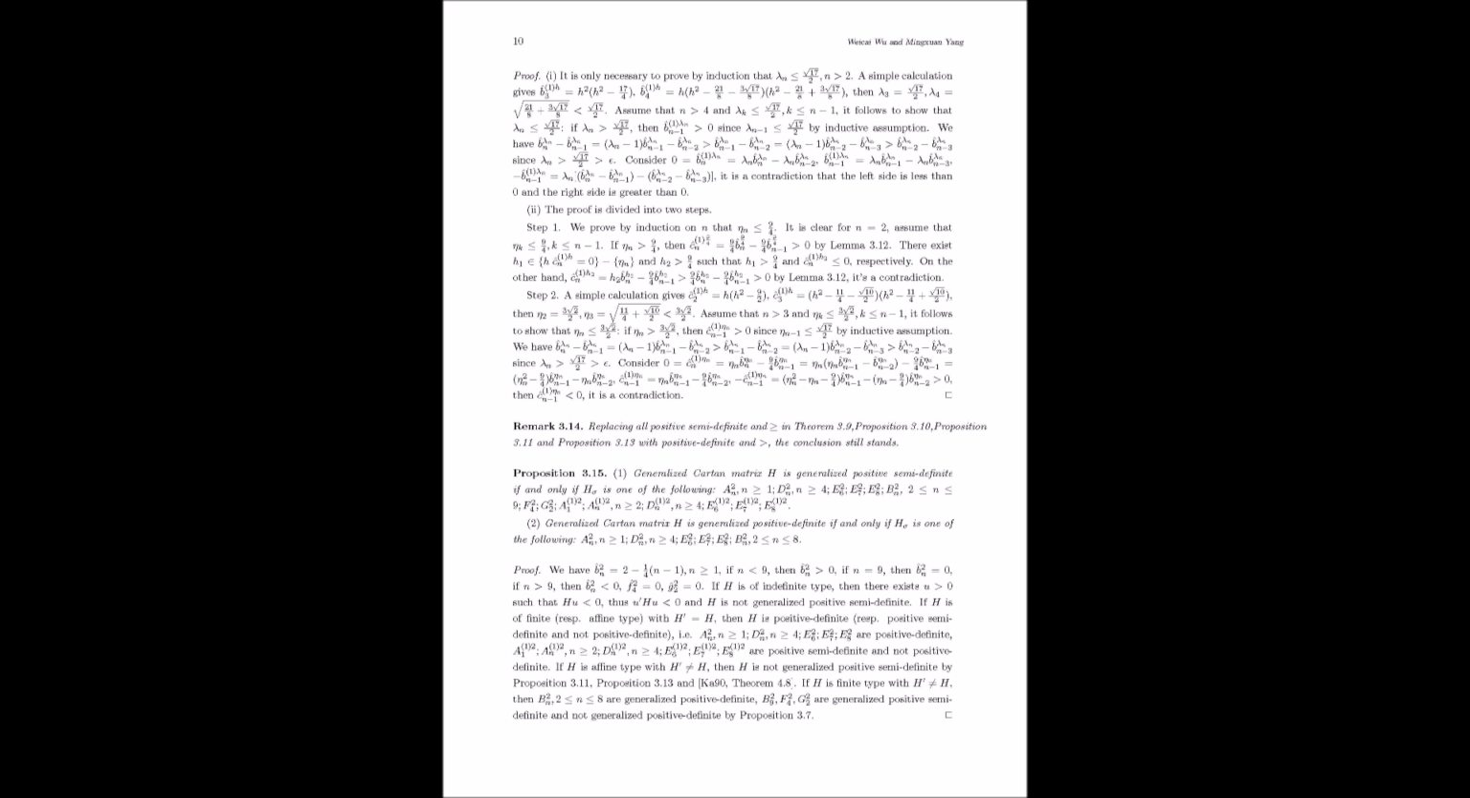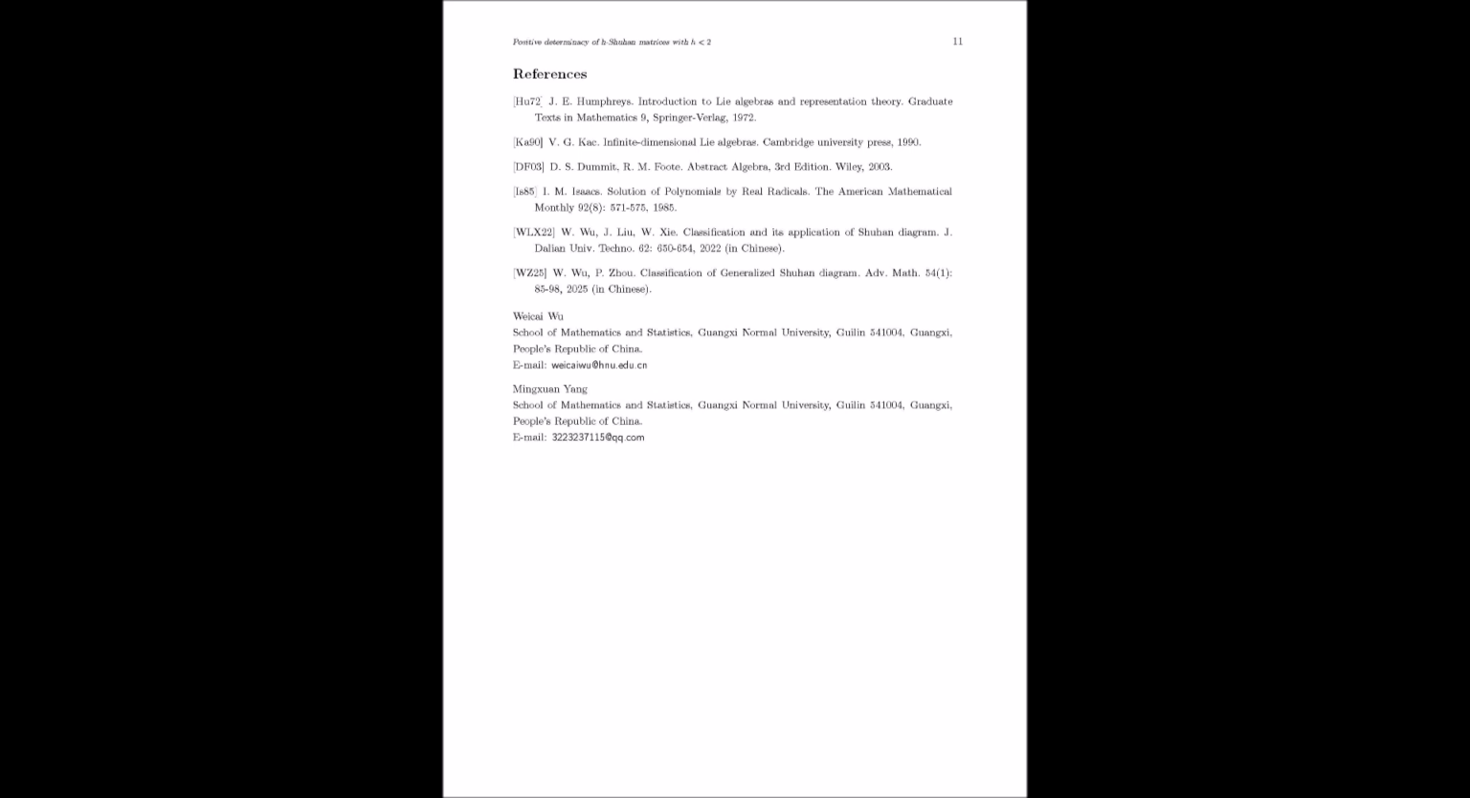So it states that a generalized Cartan matrix is generalized positive semi-definite if and only if it belongs to one of the following types. And I'm just going to rattle these off. A2n, D2n, E26, E27, E28, B2n for n between 2 and 9, F24, G22, A121, A12n, D12n, E126, E127, and E128. Wow. Okay, that's quite the list.